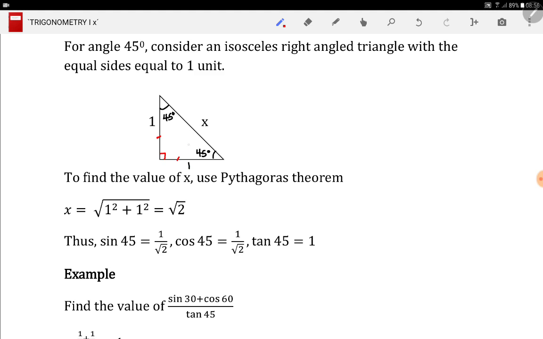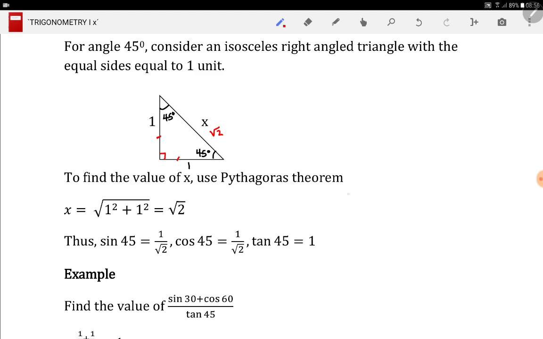Now, this side is 1 unit, this side is 1 unit. So, to find the value of this side, we use Pythagoras Theorem. So, x will be given by the square root of 1 squared plus 1 squared, which is equal to the square root of 2. So this side is equal to root 2. Therefore, we can get the sine of 45, cosine of 45, and tan of 45.